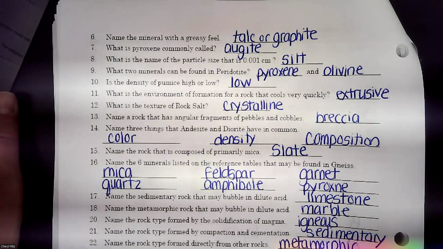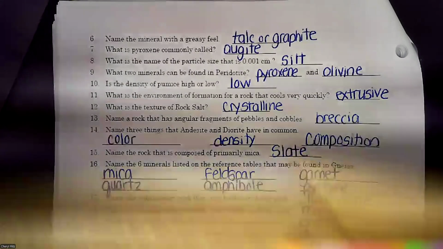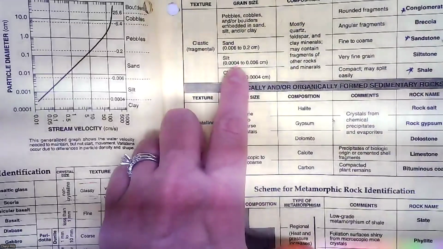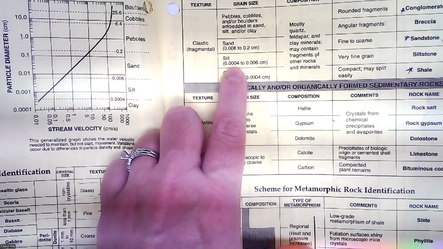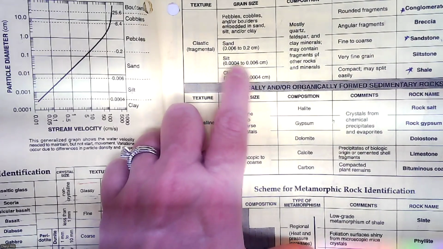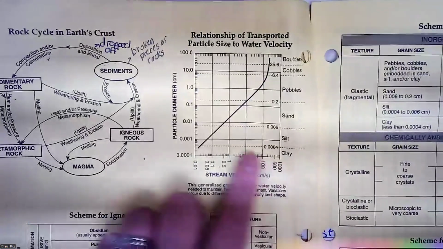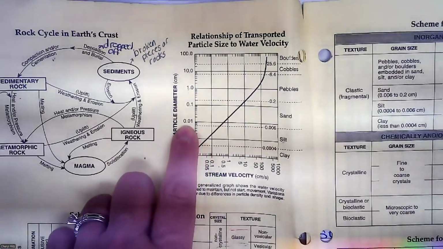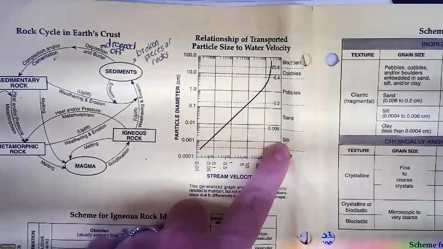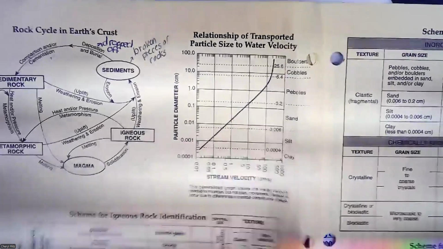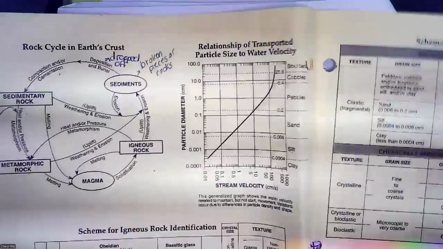Particle size of 0.001. I do want to talk about that for a second. There's two ways of doing it. One would be to just look on here and realize that 0.001 is in between these two numbers, so that makes it silt. Or another way is to use this reference table. They actually even have 0.001 labeled. Follow that over, and that is in the silt section. So you could do it either way as long as you're using your reference table.